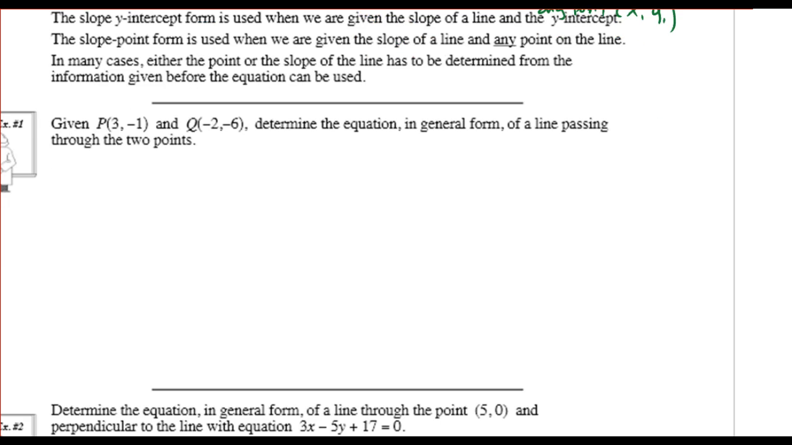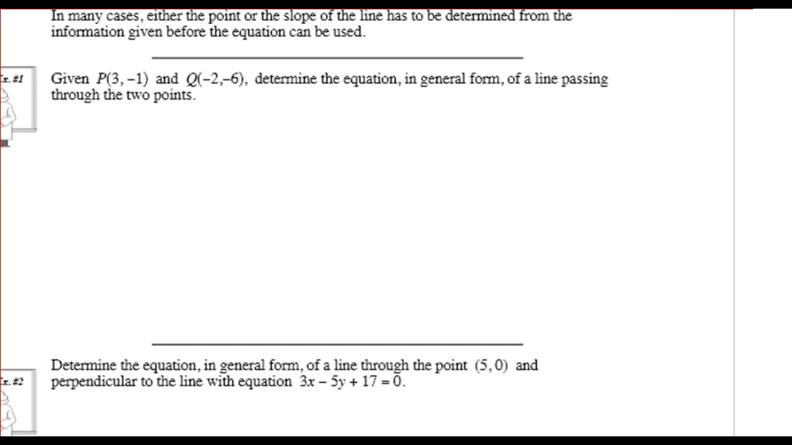All right, so we're given example number 1 here. We're given a point P and Q. Okay, and determine the equation in general form. So always underline what form the question is asking you to put your equation in. Okay, so we have a line passing through these 2 points, and we want an equation of that line.